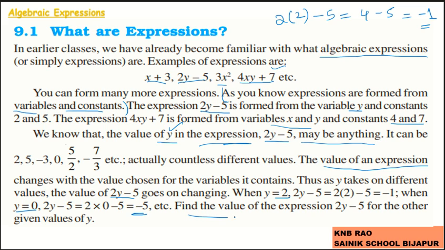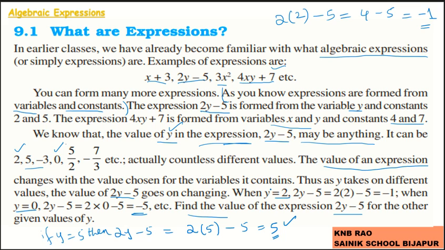Now you can find the values of 2y minus 5 taking different numbers. I took 2 and I took 0. Now you can take, for example, y equals 5, then the value of 2y minus 5 will be 2 into 5 minus 5, and 2 fives are 10, 10 minus 5 is 5. This is the value of the expression 2y minus 5 at y equals 5. This we can find for different values of y, the value of the expression.